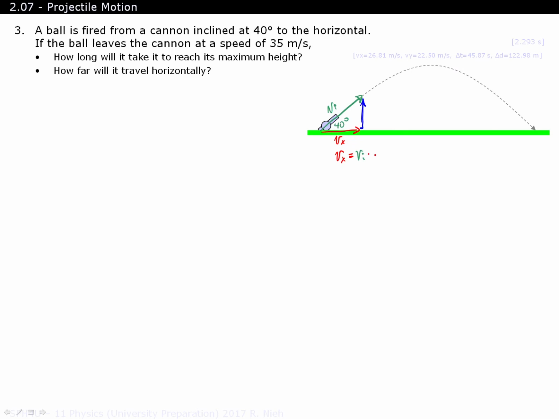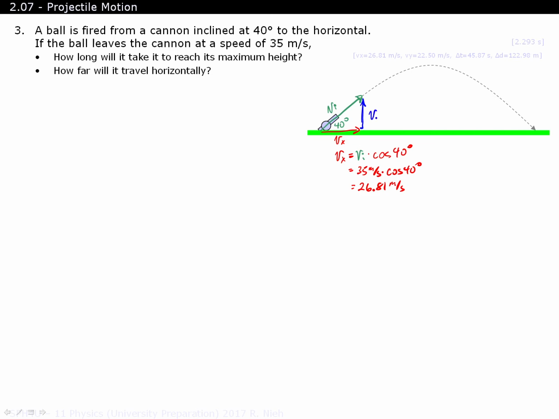times, and according to this picture, Vx is beside 40 degrees, so that's where we're going to multiply by the cosine of 40 degrees. Even though we may not need the number right now, we'll just go through the crunching because at some point we probably do need it. So since Vi is equal to 35 meters per second, we multiply by the cosine of 40 degrees, that will give us an answer of 26.81 meters per second.